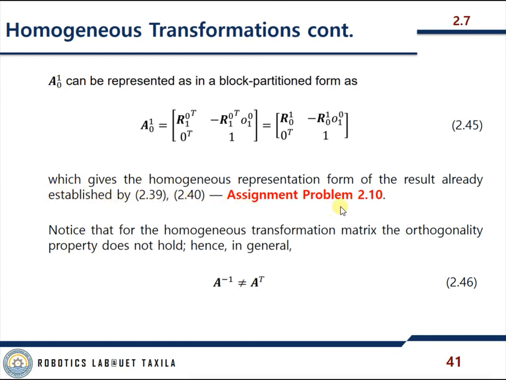Now this is an assignment problem, and we call it 2.10. Notice that for the homogeneous transformation matrix, the orthogonality property does not hold, which is this thing, because it is a special Euclidean group, not a special orthonormal group.